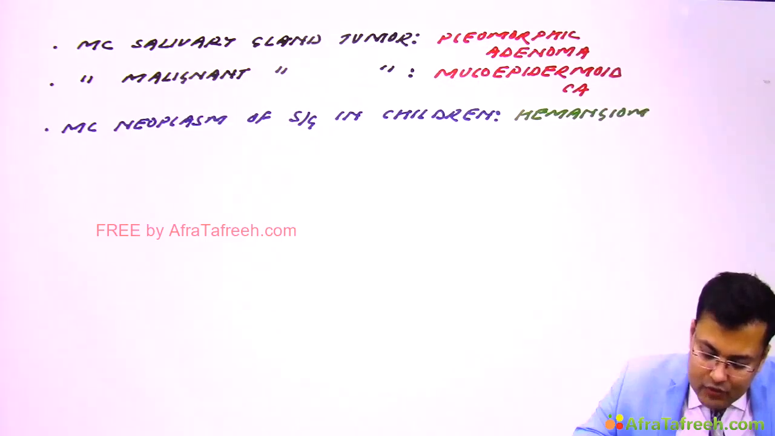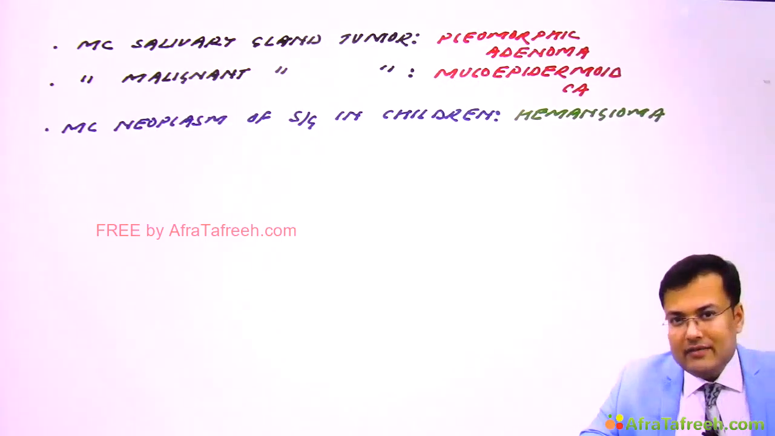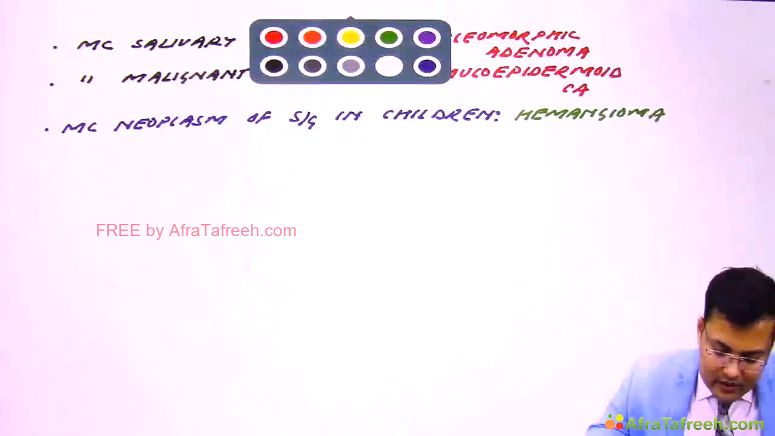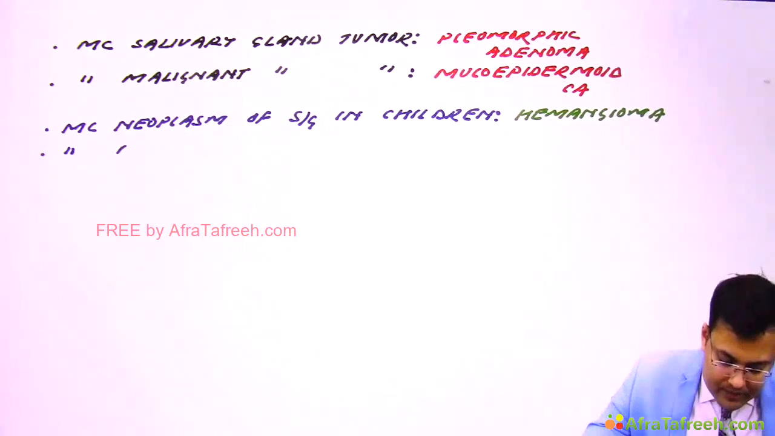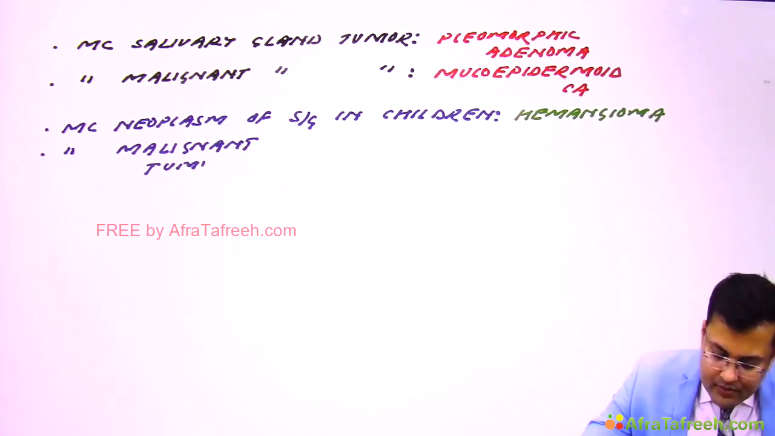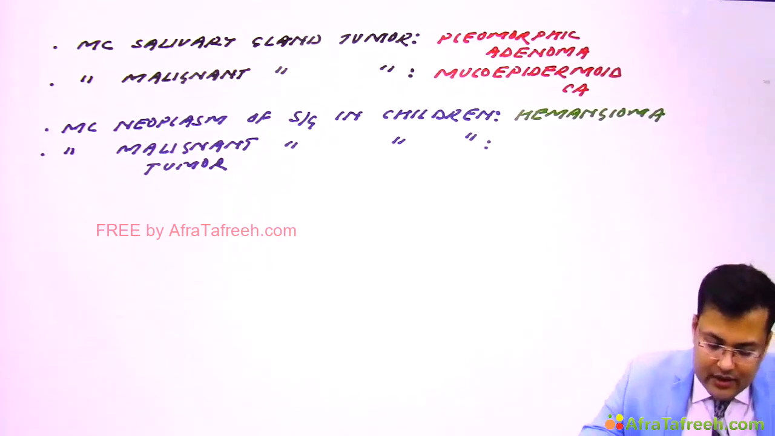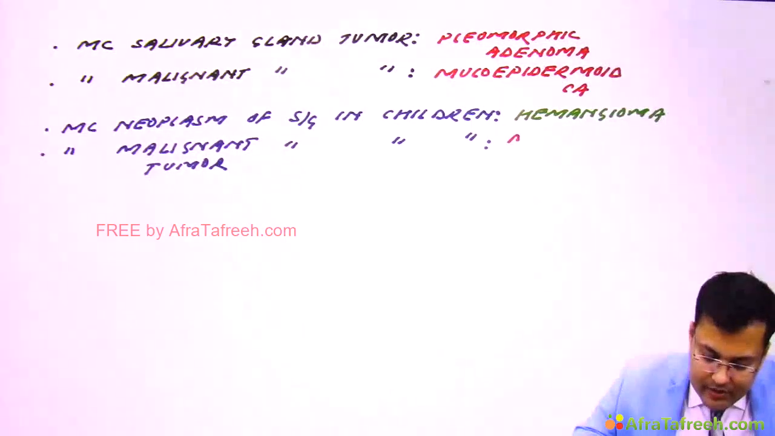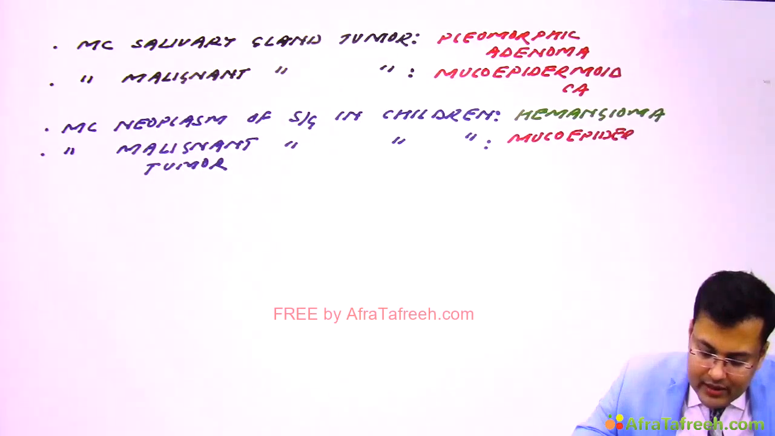Clear? And what is the most common malignant tumor of salivary gland in children? Then again it is mucoepidermoid carcinoma. So most common malignant tumor of salivary gland in children is mucoepidermoid carcinoma.